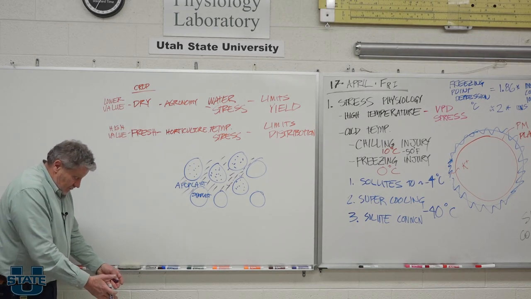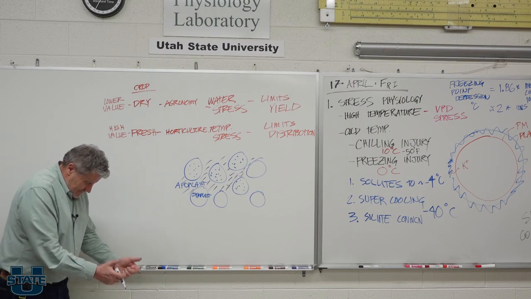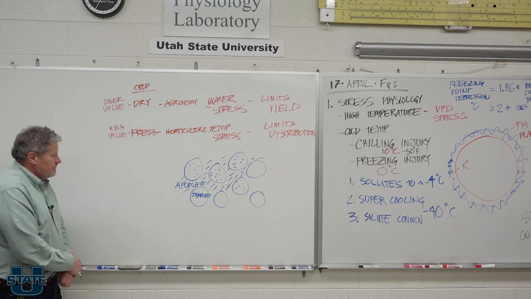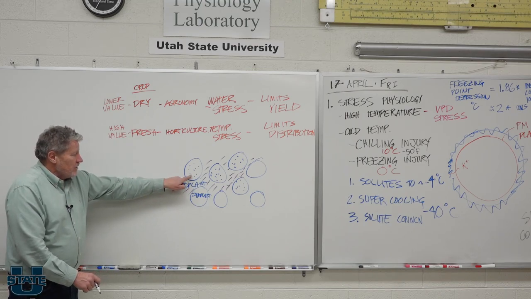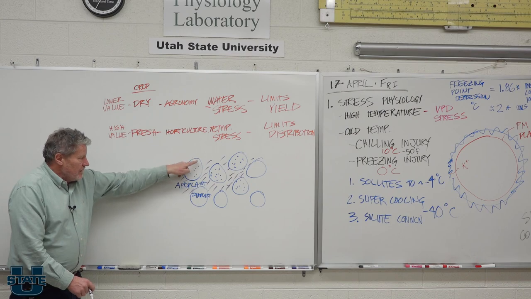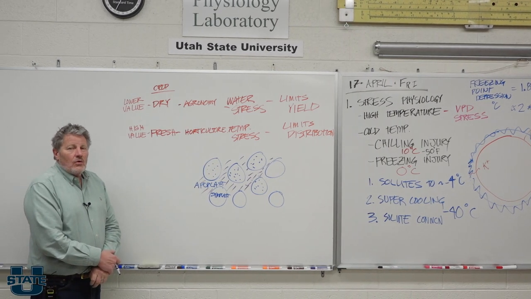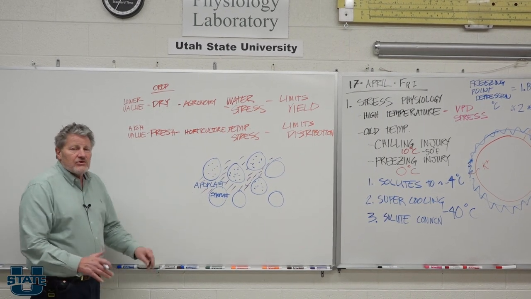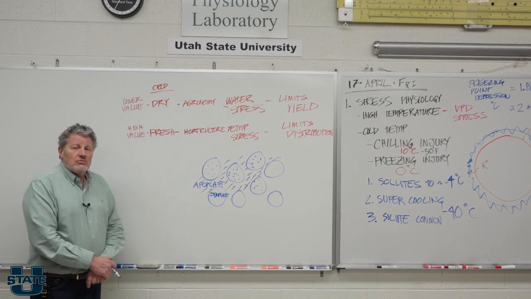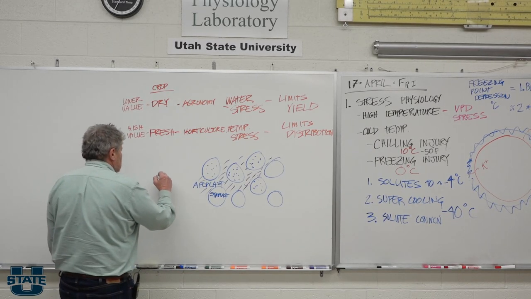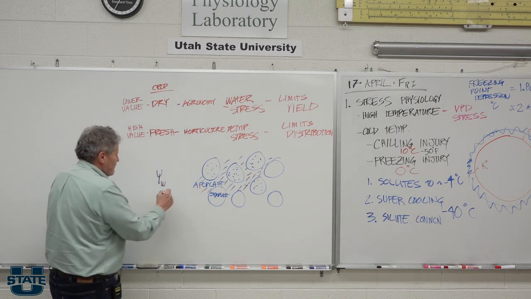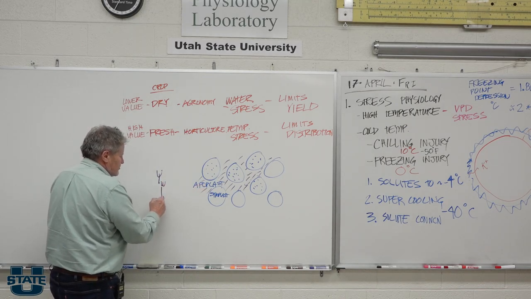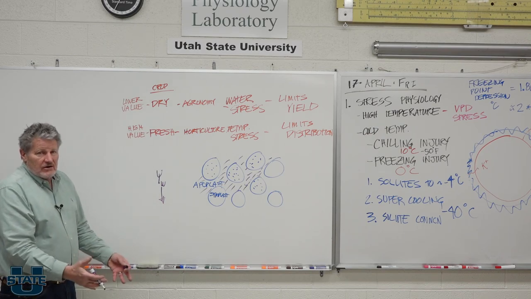It feels like it's frozen. I've looked at my leaves and this is a goner, it's frozen. It doesn't kill the plant because the water is still liquid here and the membranes are still intact. Only this non-living water freezes. What do you think happens to the water potential when it freezes? When this freezes, the water potential gets lower, more negative.